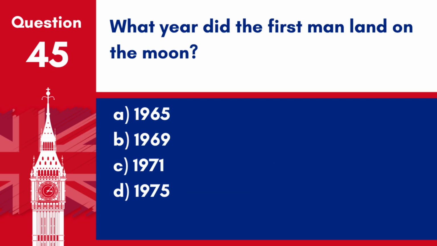Question 45. What year did the first man land on the moon? A. 1965. B. 1969. C. 1971. D. 1975. Answer: B. 1969. The first manned moon landing occurred in 1969, with American astronaut Neil Armstrong becoming the first human to walk on the moon.